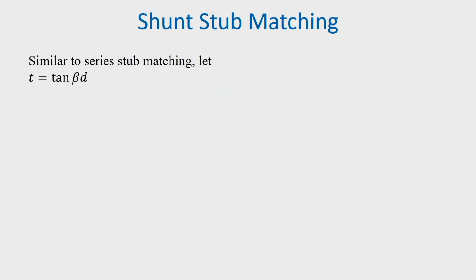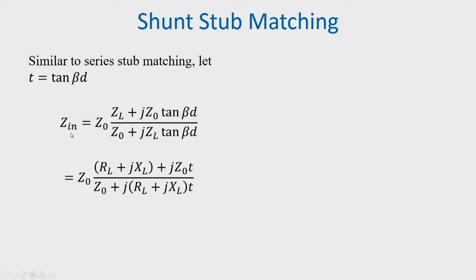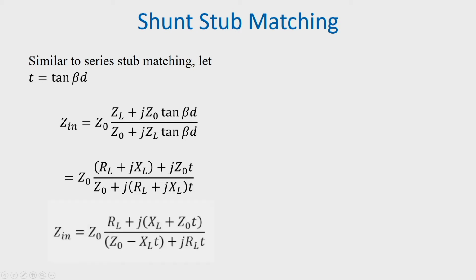So, as in the case of series stub matching, let us replace this tan βd by T. Then this equation for Zin can be put in this form, with tan βd replaced with T, and then we can group the real and imaginary terms, and we get this resulting expression. Zin is equal to Z0 times (RL plus jXL plus jZ0 T) divided by (Z0 minus XL T plus jRL T).